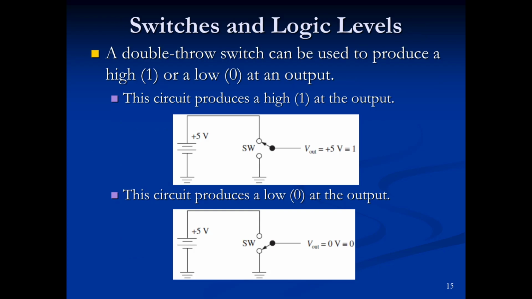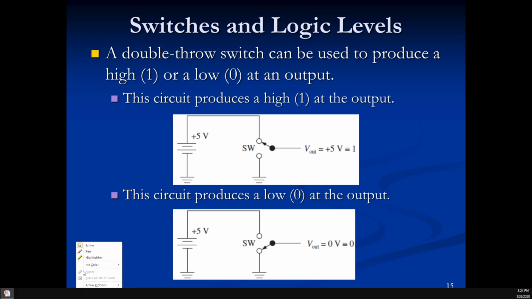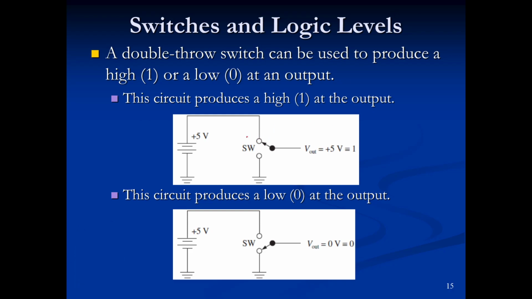So with a double throw switch that they show here in the circuit, we can produce highs or lows at a particular output by just connecting the output to either, in this top example, the 5 volts directly, and get a 1 at the output, or we can flip the switch over to ground, which is always 0 volts, which would then produce a 0 at the output.